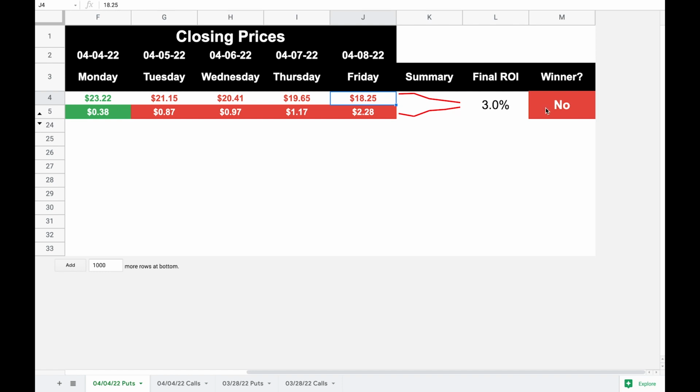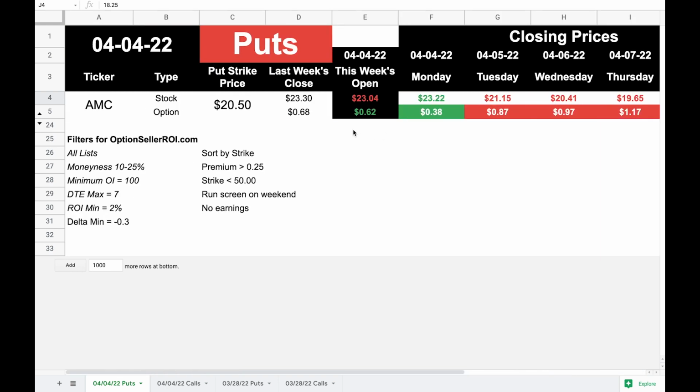So we'd still own the shares, and now we can run covered calls on it if we want, but in terms of winning and losing, this one would not have been a winner. There was a 3% ROI, which was calculated by the premium that you received, assuming that you got 62. So $62 divided by the collateral that you would have had to put up, $2,050.